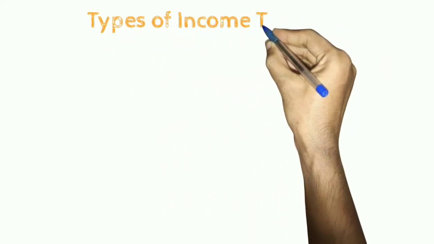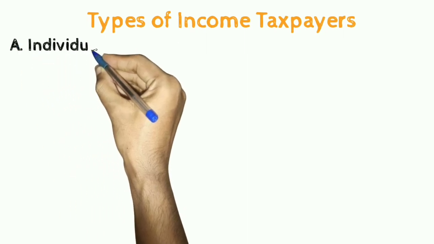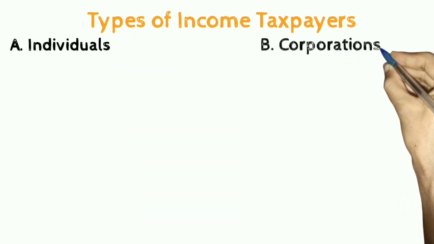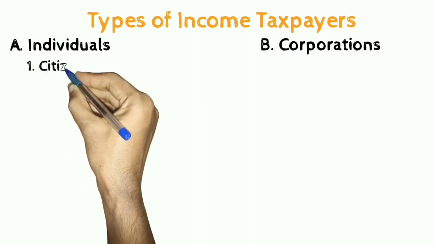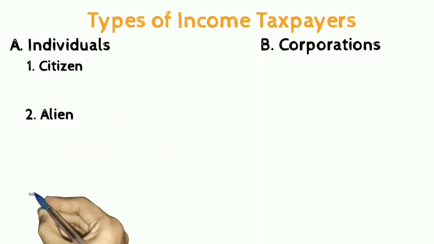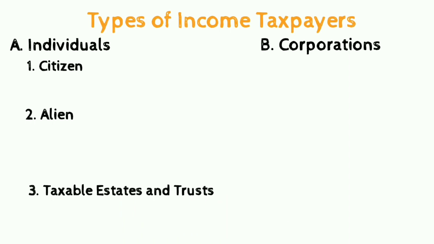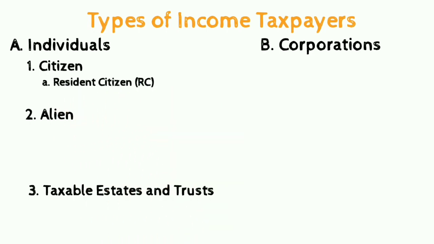Types of income taxpayers. There are two types of income taxpayers, and they are individuals and corporations. Individuals are further classified into three. We have citizen, alien, and taxable estates and trusts. The two classifications of citizens are resident citizens and non-resident citizens.